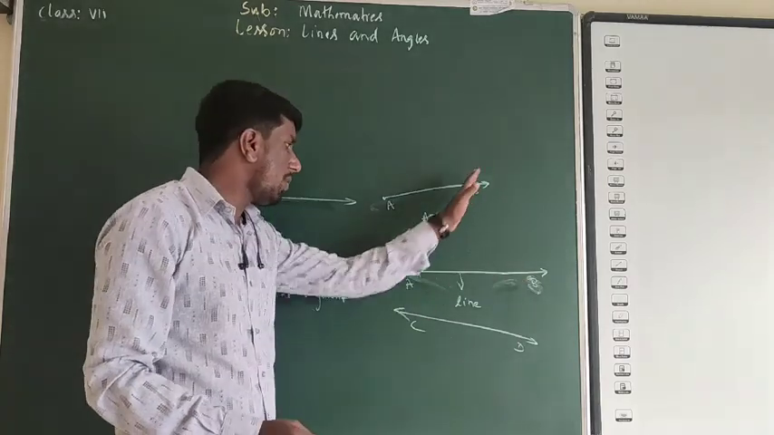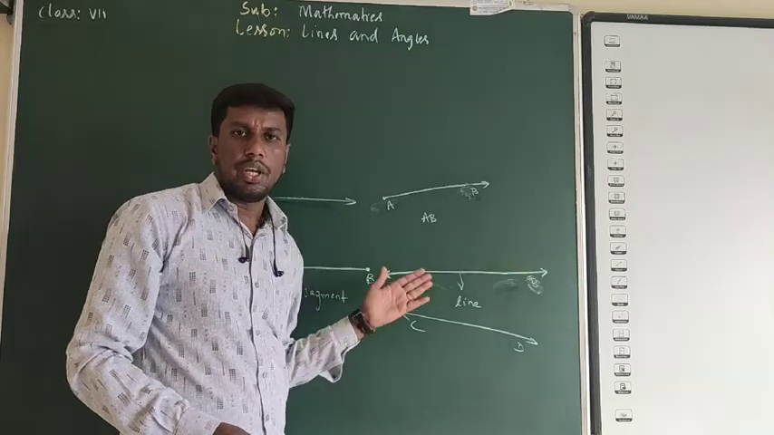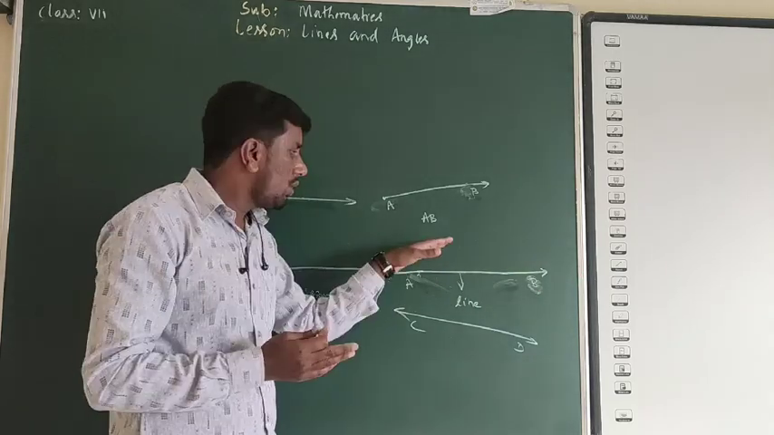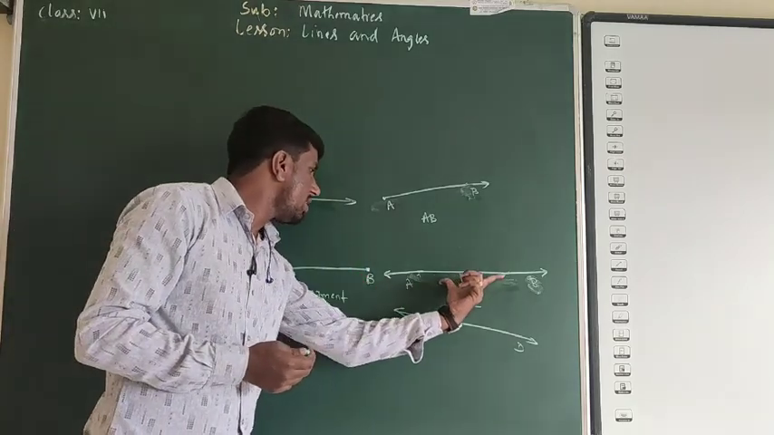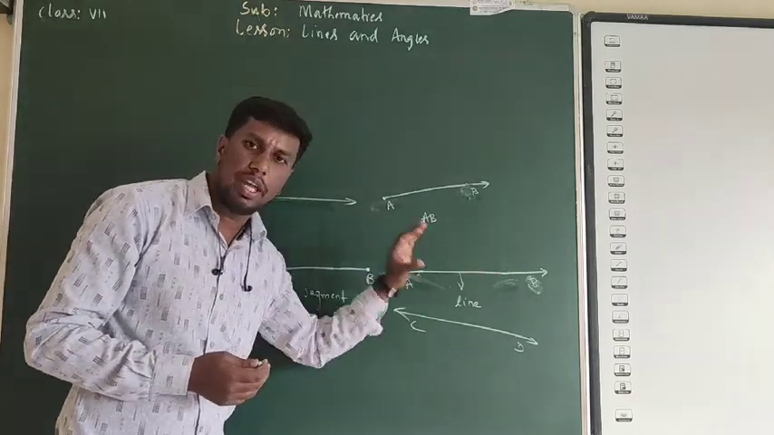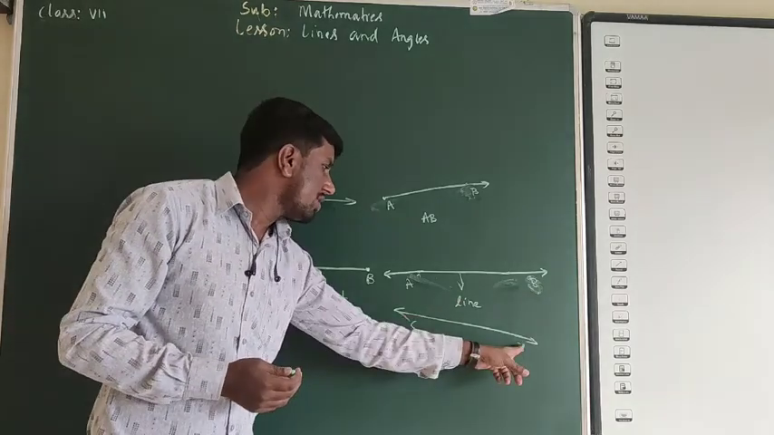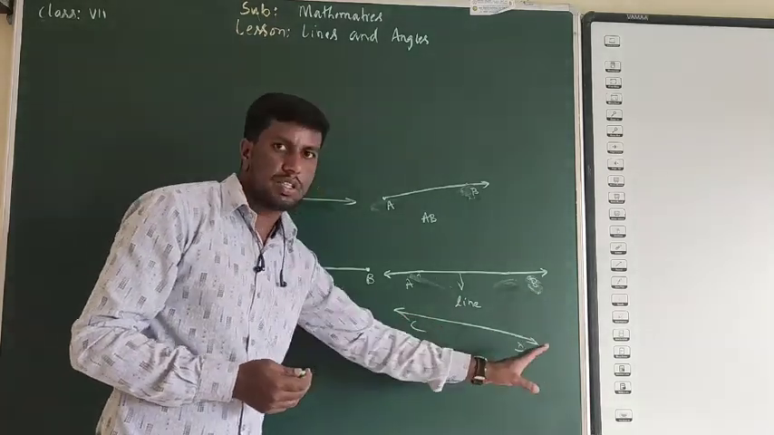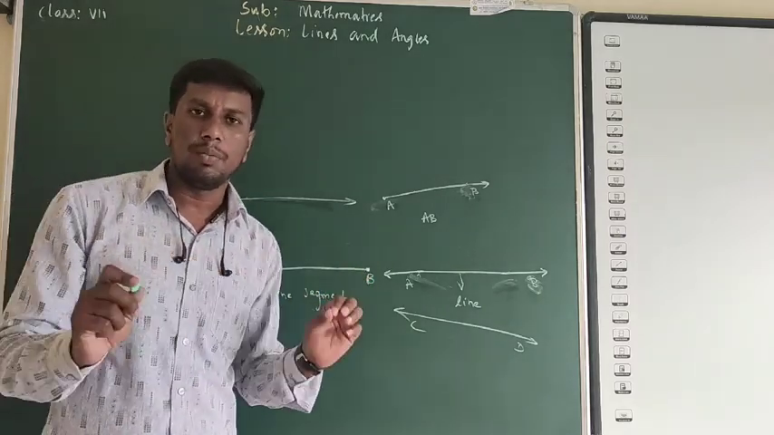If one more line is passing like this, that is line PQ, right? So I need to differentiate those three lines. To differentiate that, I will be taking this line as AB and this line as CD. That is only a representation. This doesn't mean that C and B are the endpoints of this line. No, a line doesn't have any endpoint.